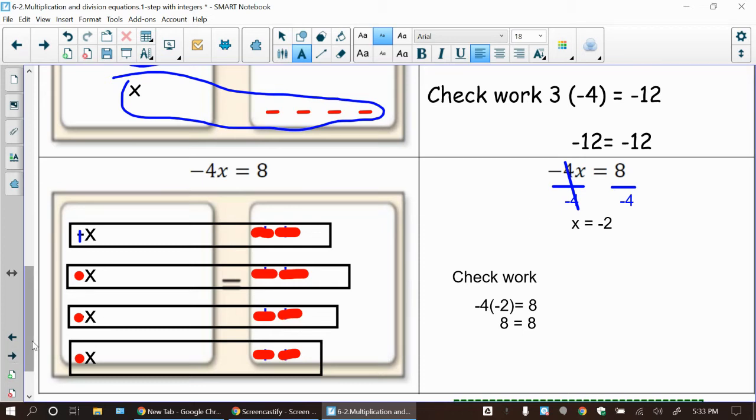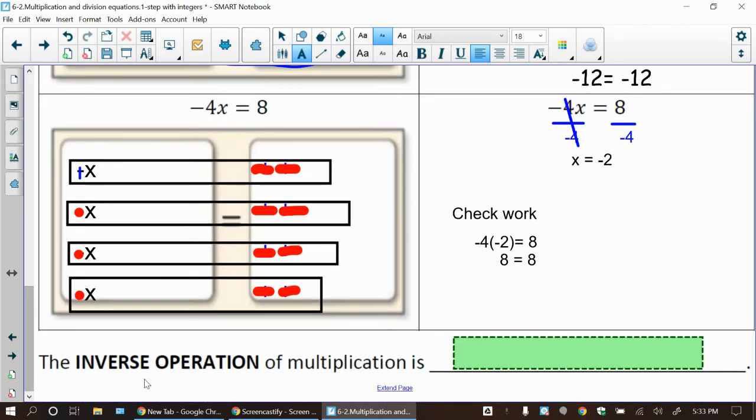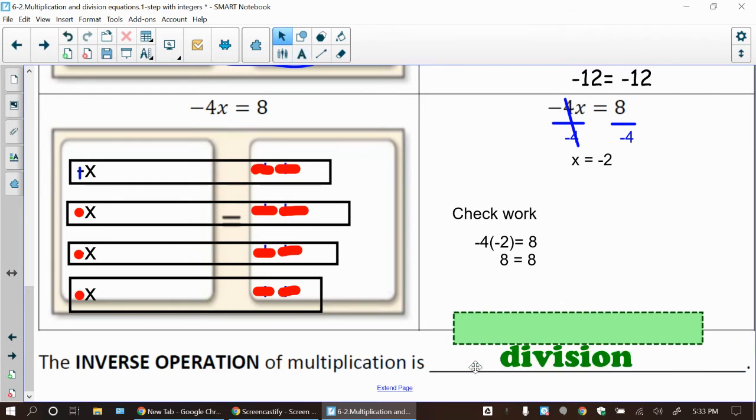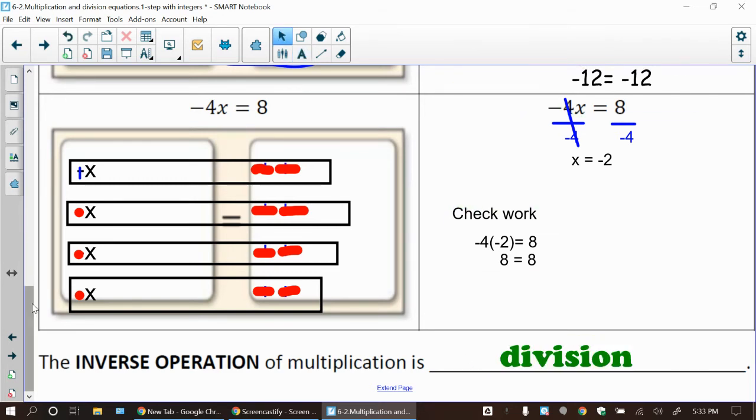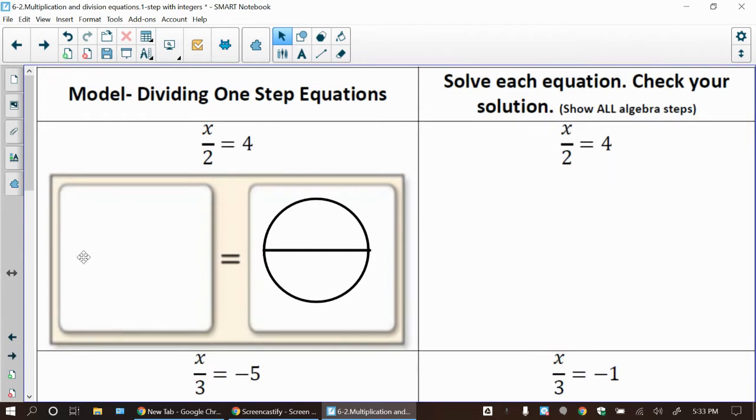All right, so an inverse operation of multiplication is, as we said, division. If you need to, fill that in. And then we're going to go to our next page, which has some division.